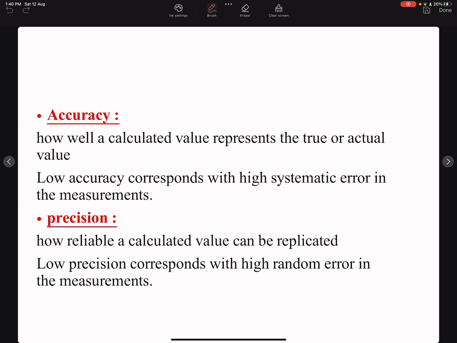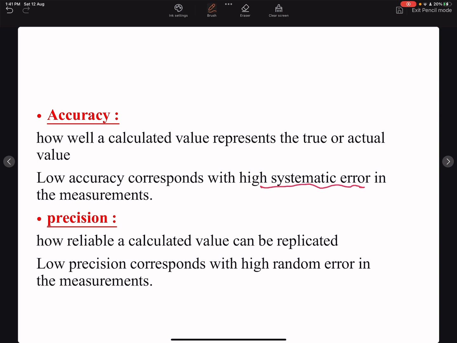The accuracy is defined by how well a calculated value represents the true or actual value. Low accuracy corresponds with high systemic error in the measurement. So when there is low accuracy, then there is systemic error.